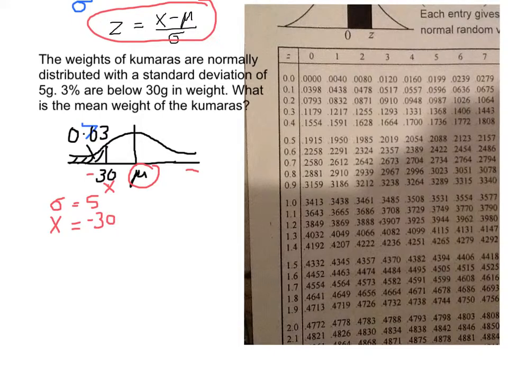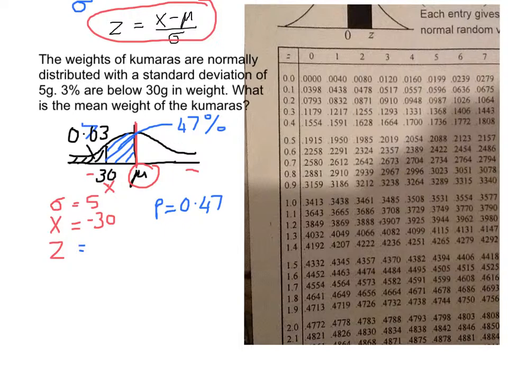Now remember z values come from the mean, from the center of the graph. So I'm looking for this center area. If 3% are below 30 grams, and this is 50% on the side, I must have 47% in the blue area. So the area probability I'm looking for is 0.47.